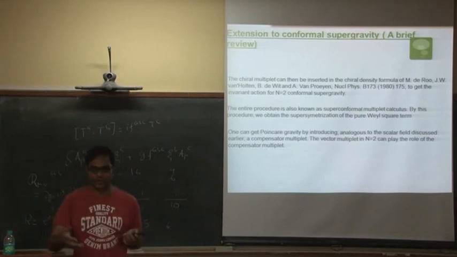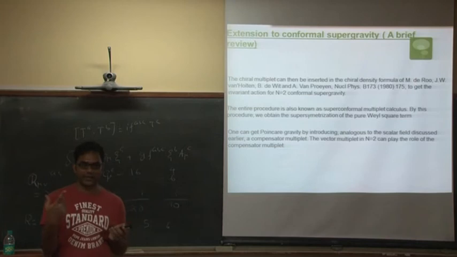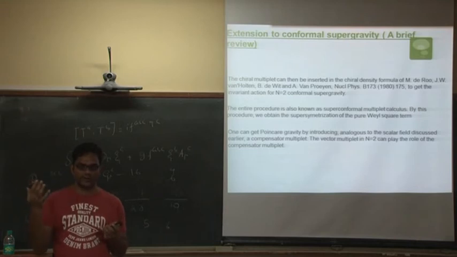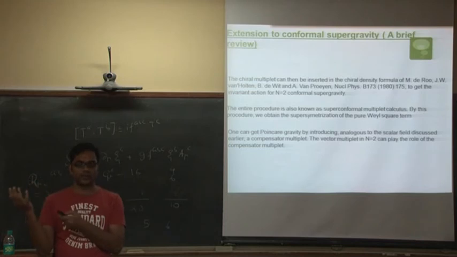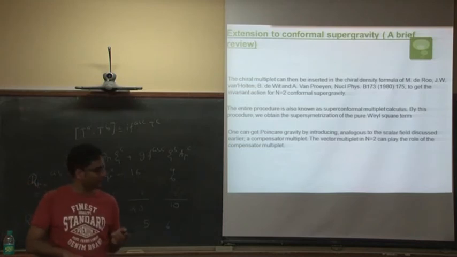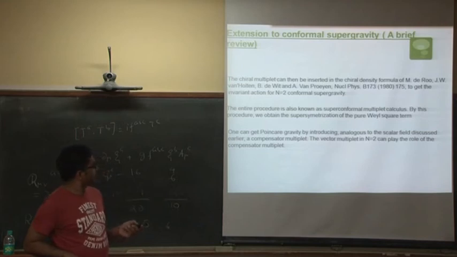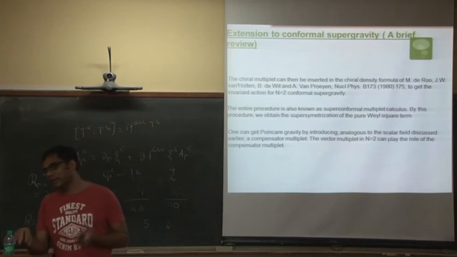But you need more vector multiplets. One vector multiplet is not enough. With one vector multiplet you can only get Poincare gravity. But if you need more, you need to add more. So if you need one more vector multiplet, it's not a part of Poincare gravity, then you need to add 2 vector multiplets, and then use one of the vector multiplets as a compensator. Okay. So this is what you will do, and the whole thing is very well developed in N equal to 2.